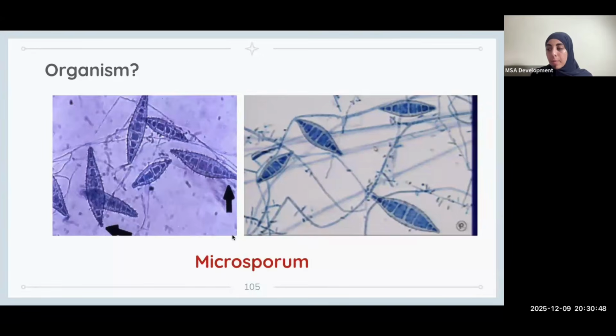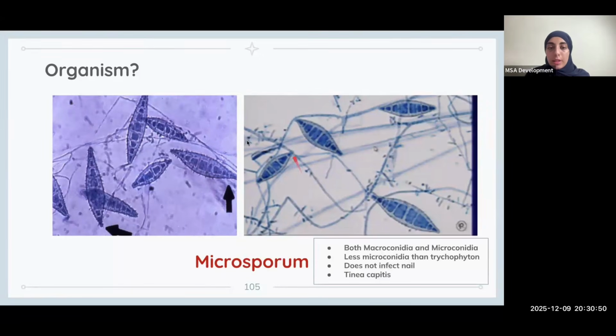This is Microsporum, and look at the shape of the macroconidia. It's cone-shaped. Sorry, it's spindle-shaped. So in these dermatophytes, we have macroconidia and we have microconidia. Macro are the big ones, and microconidia are these small, like dots.